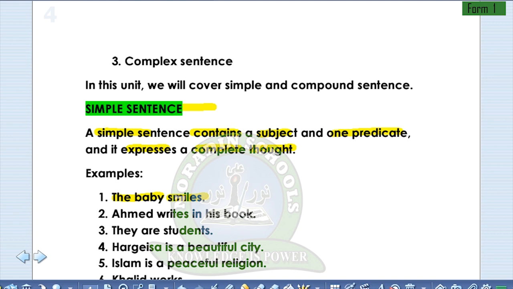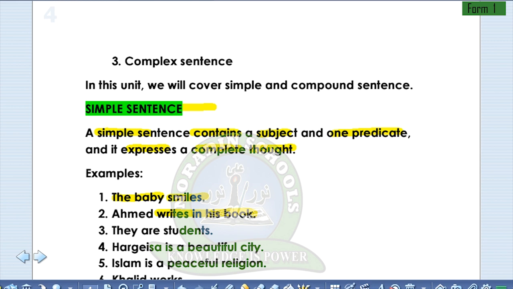Second, Ahmed writes in his book. Here, Ahmed is the subject, and the only predicate that we have here is writes in his book. It tells something about Ahmed. What does Ahmed do? Ahmed writes in his book. That's the predicate.